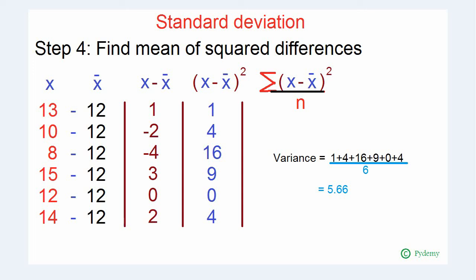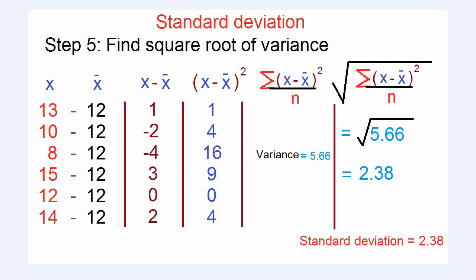After this comes step 5 or the last step. Simply find square root of variance with the help of a calculator. So here variance is 5.66 and square root of 5.66 is 2.38. So standard deviation is 2.38.